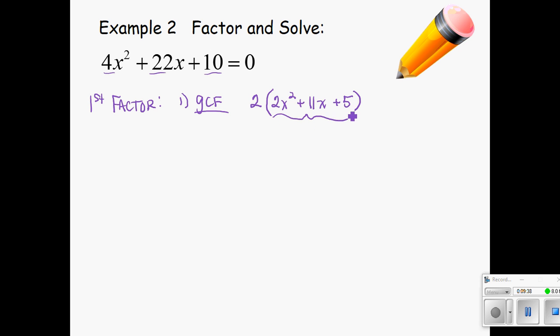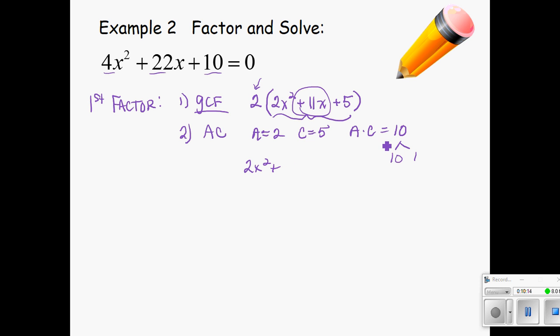Now we can take what's in the parentheses and use the AC method because I have 3 terms. Don't count the GCF. Just count what's inside. 3 terms. All right, so a is equal to 2, c is equal to 5. a times c is equal to 10. Two factors of 10 that add up to be 11? That's a pretty easy one. 10 and 1.